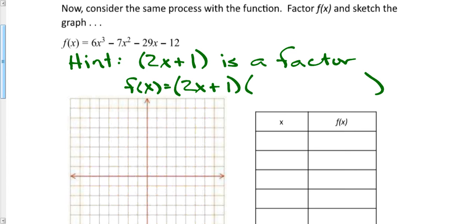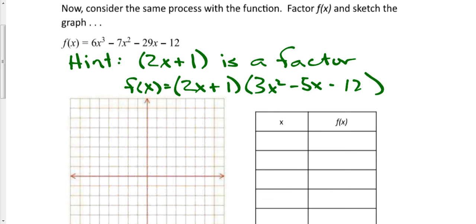What did you get when you divided? Oh my God, there's no remainder. Yes. There's no remainder. No, there's no remainder. What'd you get? Oh, there's no remainder. But I was so confused. What'd you get, Henry? Yeah, you just said that. 3x squared minus 5x minus 12.